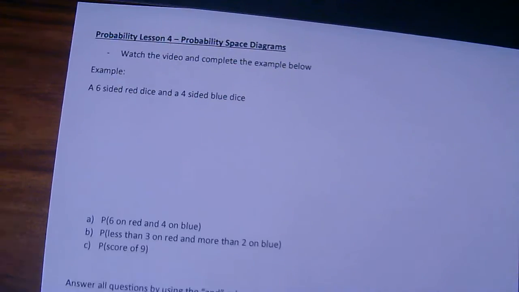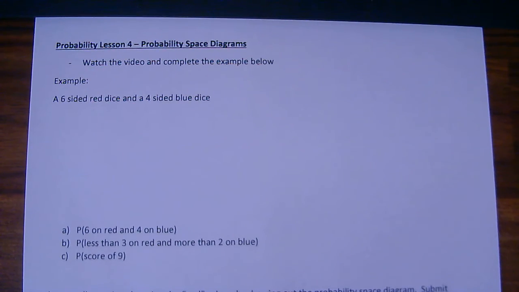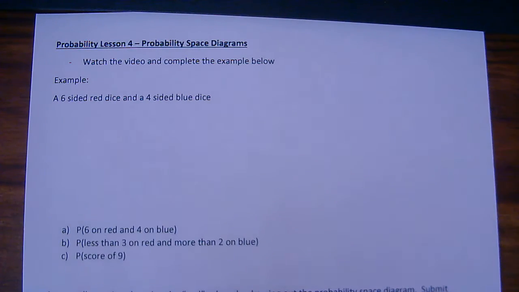And we've got our first scenario. So our first scenario is that we've got a 6-sided red dice and a 4-sided blue dice. Now the probability of getting a 6 on red and a 4 on blue, a score of less than 3 on the red dice and more than 2 on blue, and the probability of a score of 9. So I'm going to show you how to do it with the AND or OR rule shortly, but the first thing we're going to do is, if we're struggling, we're going to draw something called a probability space diagram.